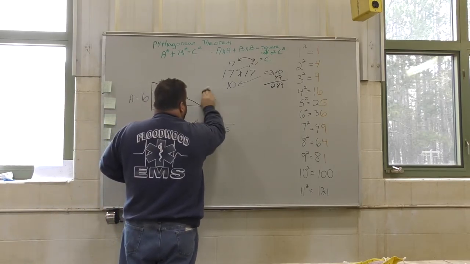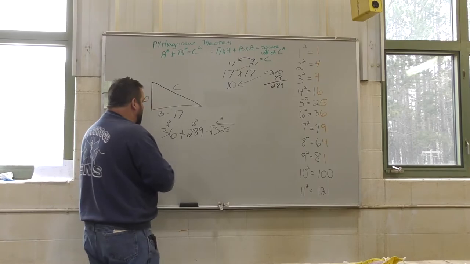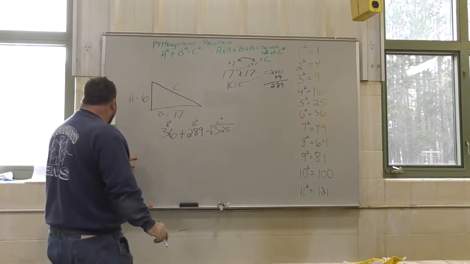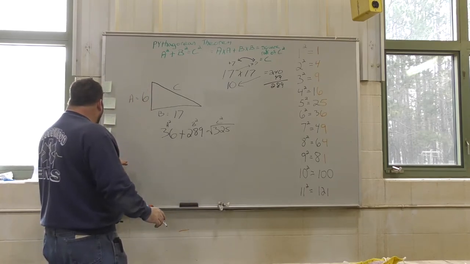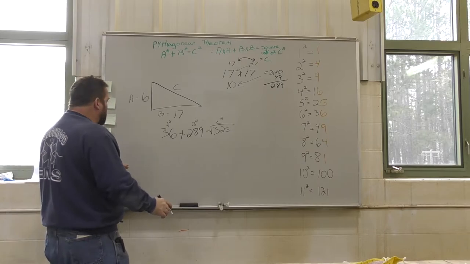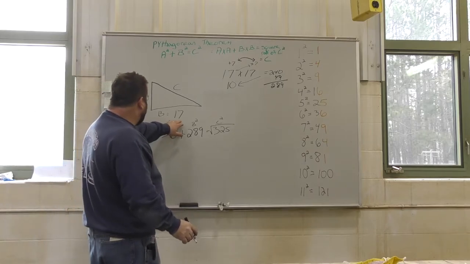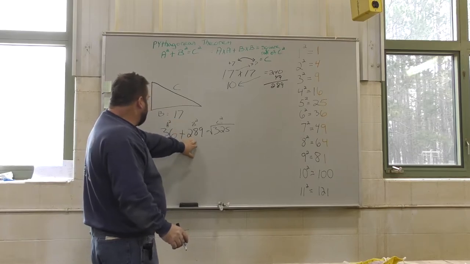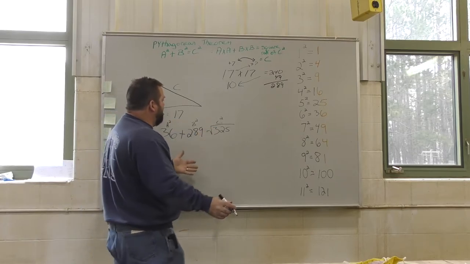If you don't, that's okay. But that's what that means, 325. So now we've got to figure out what number we're going to use. So 17 times 17 was 289. So let's try another number.